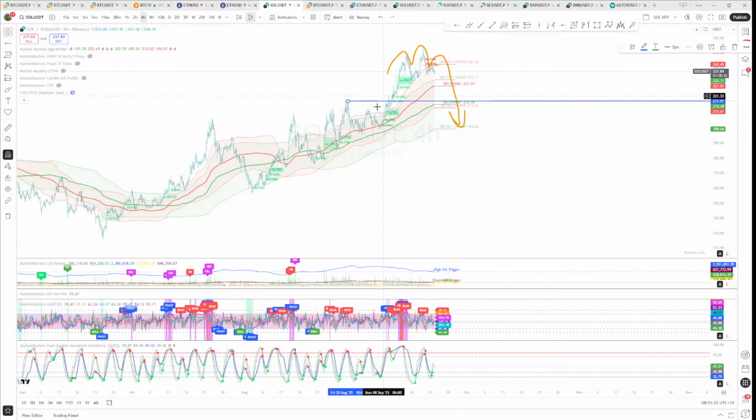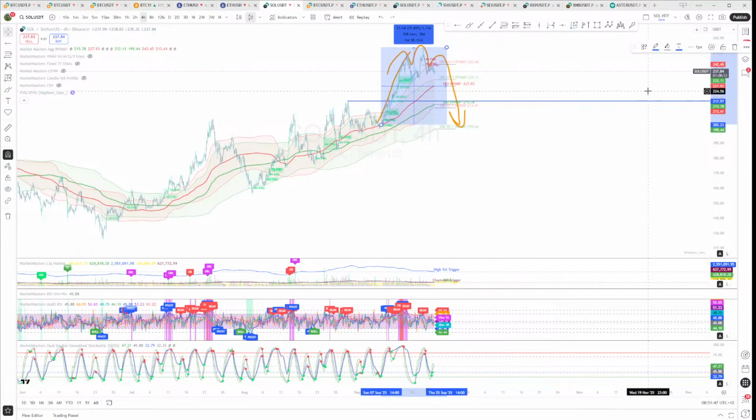Sol, we had a bit of a narrative shift with Sol. Everybody started getting back on the Sol train, and yeah, we had a great markup here. Just where were we? It's the beginning of September. We were chopping sideways through this really drawn out pattern, and then had a really nice markup there. So that's been a 25% drive, which is pretty good.